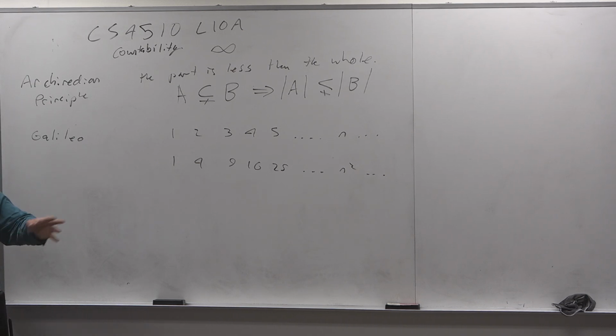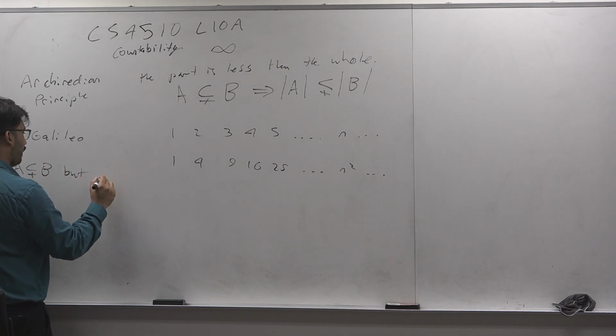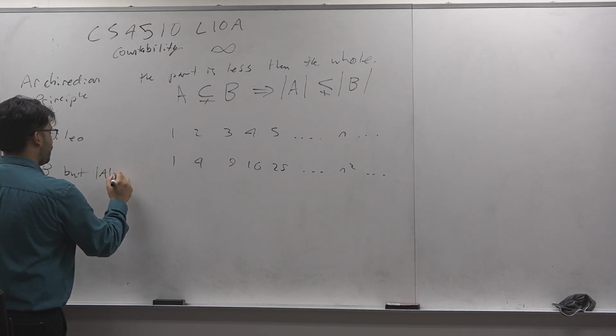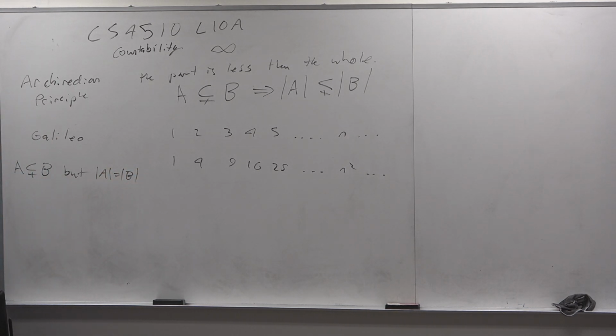He writes a big treatise, everything in Latin, and it appears to be the case, if we were to use modern notation, that we have a set A which is a strict subset of B, but the cardinality of A is equal to the cardinality of B. That appears to be the case. So what is his resolution on this?